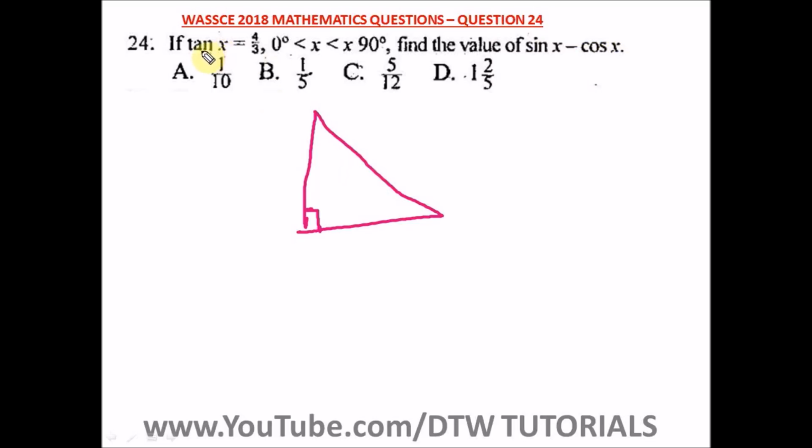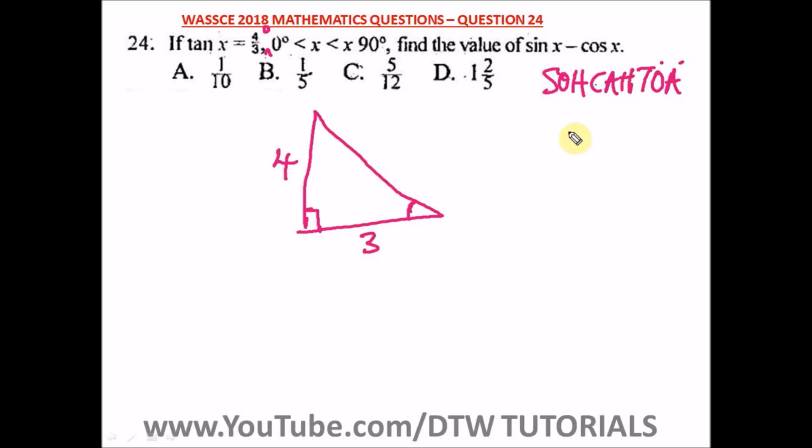Okay, so from here we're told that tan X is 4 over 3. So what is tan? Remember our SOHCAHTOA? It means that tan is our opposite over adjacent. So considering this angle here, since it's a right angle triangle, this is our opposite, and this is our adjacent. So this side here is 4 and this side here is 3.